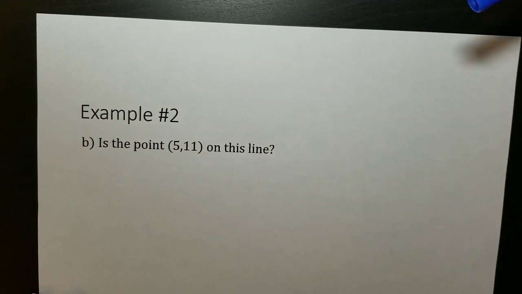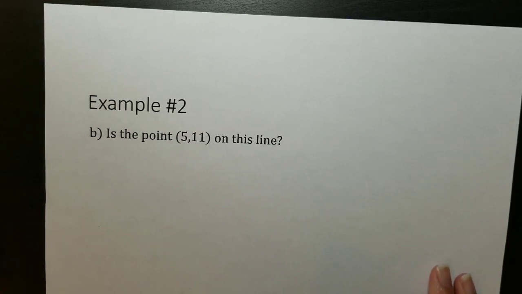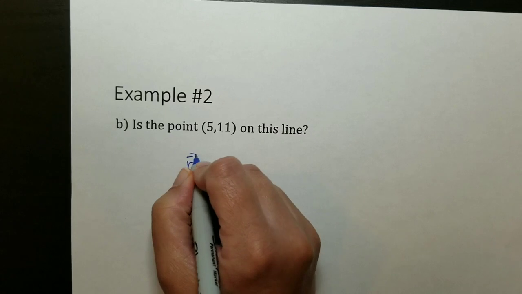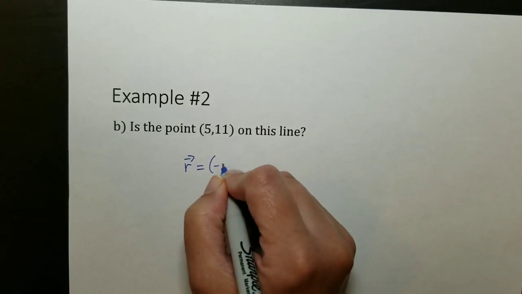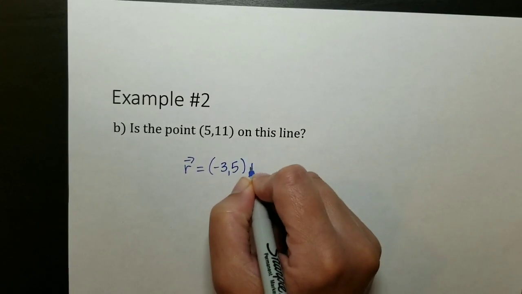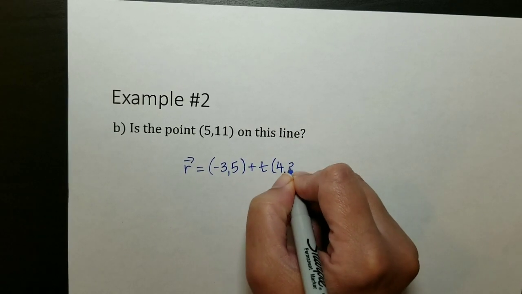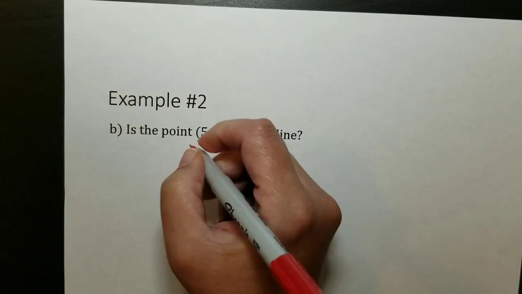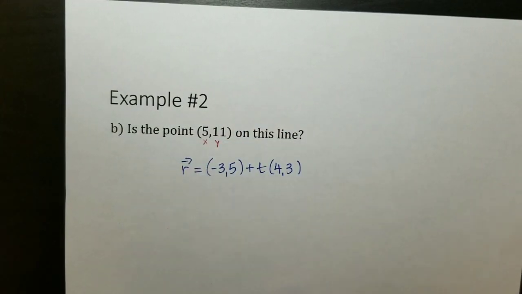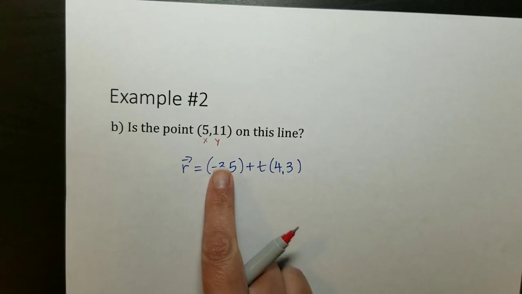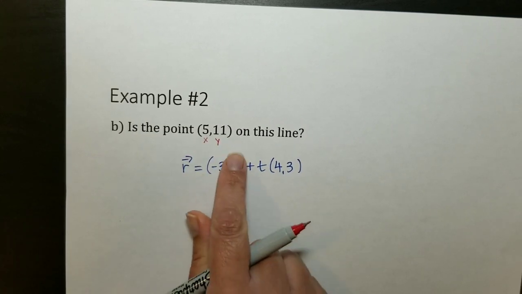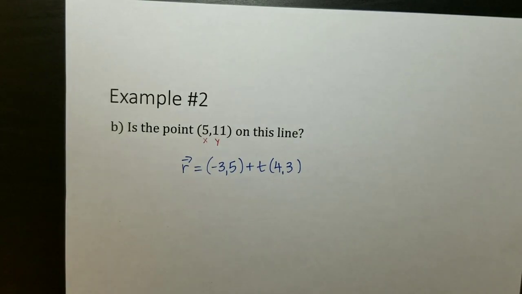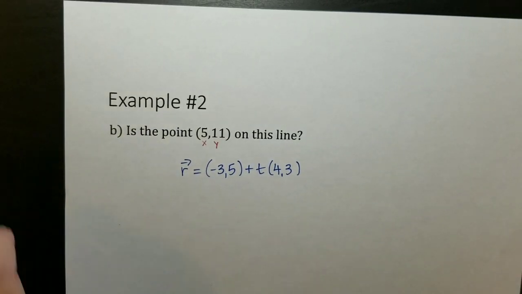And now we want to check, is the point 5, 11 on this line? So just as a reminder, this was -3, 5 plus t times 4, 3. We want to check, is this point xy on the line? Can you get to 5, 11 by starting at -3, 5 and going a scalar multiple of 4 and 3? So we're going to take a look at that.